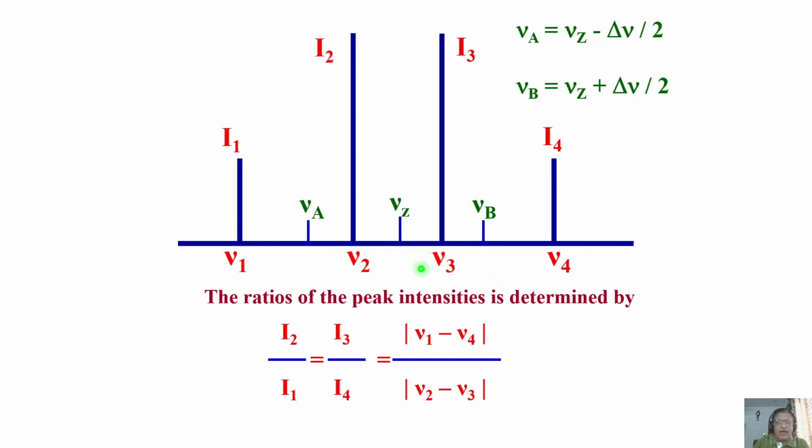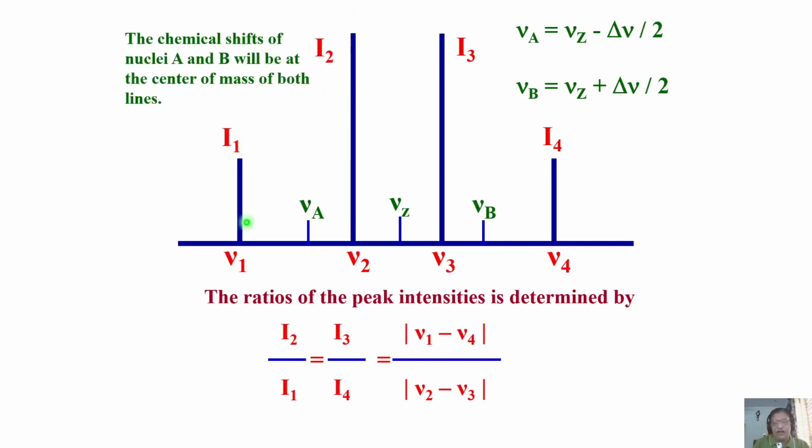As I told you, as you keep on increasing, this separation becomes smaller and smaller. When this becomes larger and larger, the intensity changes. For example, if you take nu1 minus nu4 to be a very large value, and this becomes very, very small, the intensity ratio is very large. That means the inner peaks have more intensity than the outer peaks. So all this we explained.